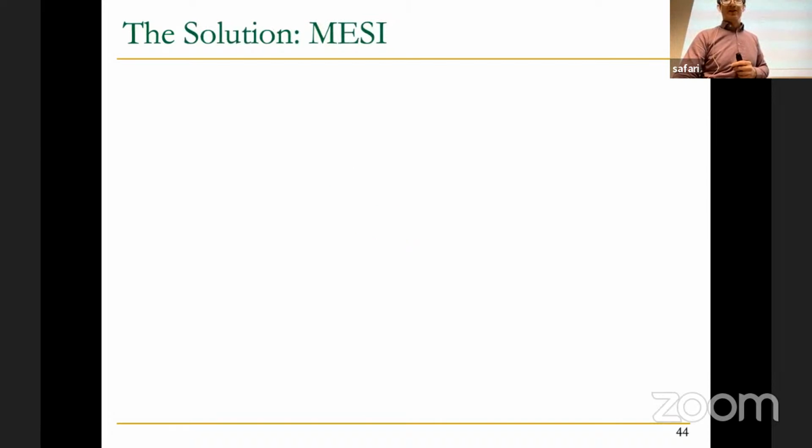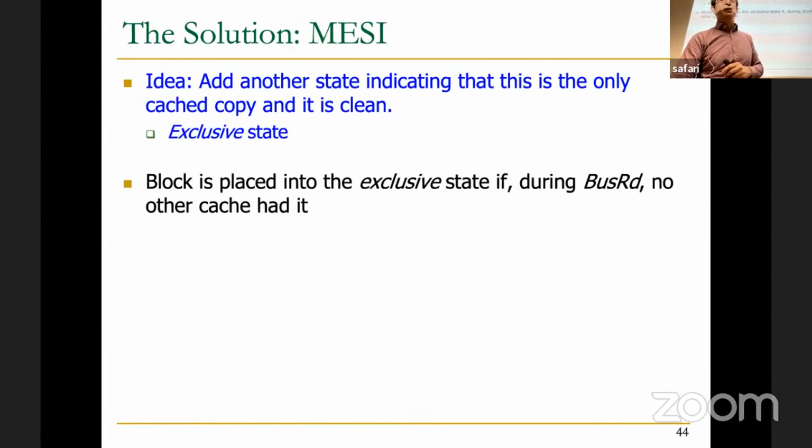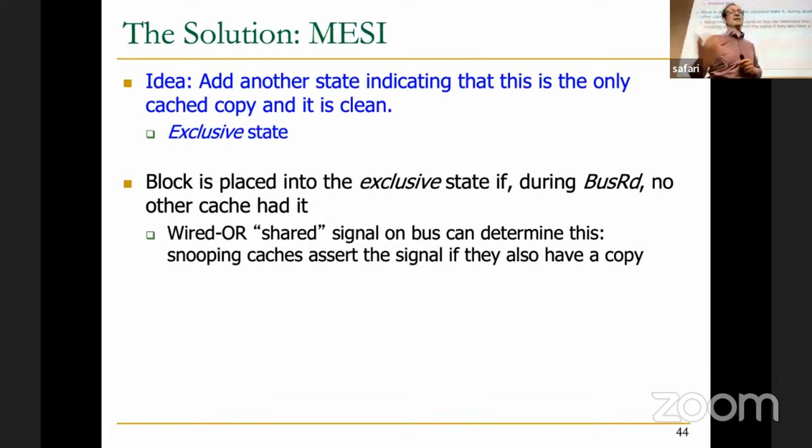Okay. So basically, we're going to add an exclusive state. The block is placed into the exclusive state if during a bus read, no other cache has it. So you need actually some logic to detect this clearly, right? Basically, during a bus read, now you have to query all the caches, and no other cache should have it. It's a little bit more expensive, but doable. And essentially, all processors today do it. So essentially, there's a wired-OR shared signal on the bus that enables determining this. Snooping caches assert the signal if they also have a copy. And if they have a copy, then you don't go to the exclusive state, you go to the shared state.